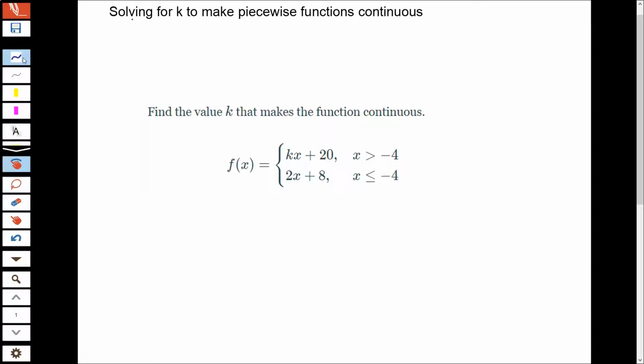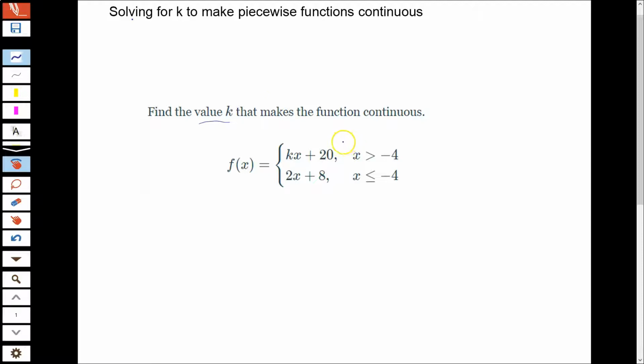So here we have the last lesson of the year. And what we are doing here is something maybe a little bit more challenging. We have this function, and it says find the value k that makes the function continuous.